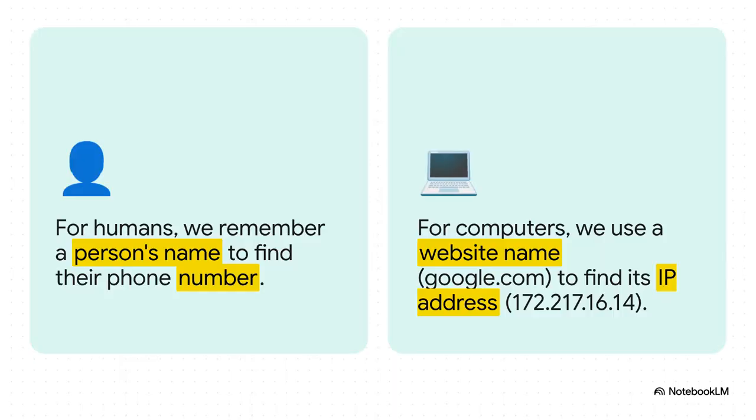Think about it like the contacts list on your phone. You don't memorize everybody's phone number, do you? Of course not. You just search for their name, and your phone does the work of finding the actual number to make the call. The internet works in the exact same way. We, as humans, remember names, like Google.com. But computers need numbers, specifically IP addresses, to connect to anything.